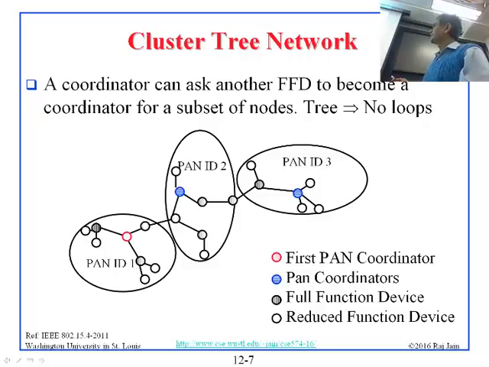So what can happen is, now this is what I think you are probably talking about, that if this is the coordinator and all these nodes join that tree, join that PAN, then this could say, well, I think these guys are too far from me, and it can ask this FFD to become a coordinator. So now there are two IDs.